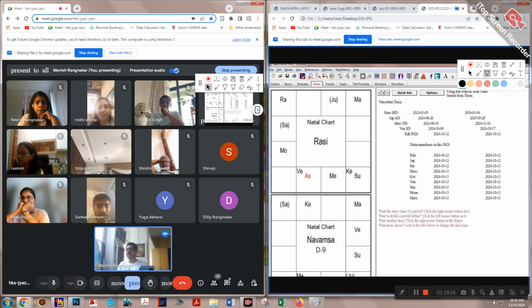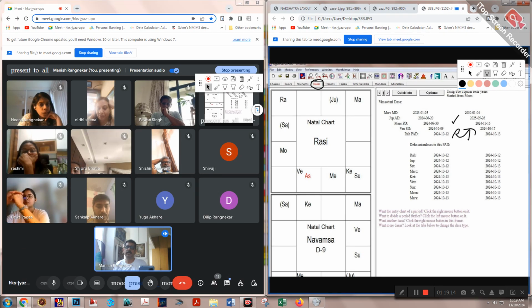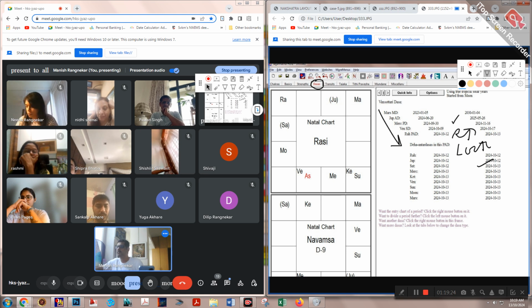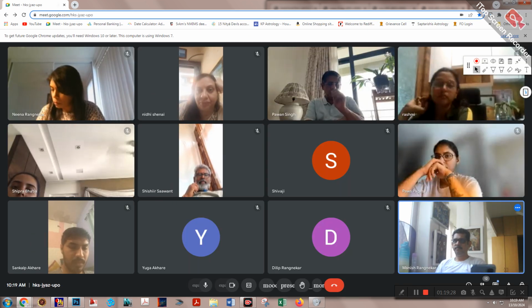So you open Jagannath Hora. First page is the thing you do. Above, you will see those tabs. If you see here, this is a tab. When you press this, it will open the Dasha screen. Over here, you right click and you say locate an event. It will be there. Locate an event will come here, and just click today's date. It will come there automatically, and then all this will come out. Clear?